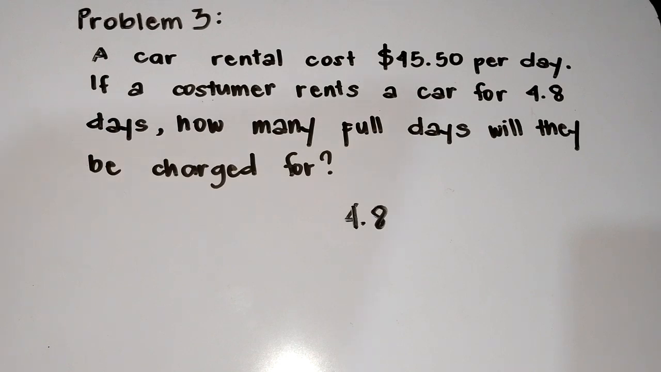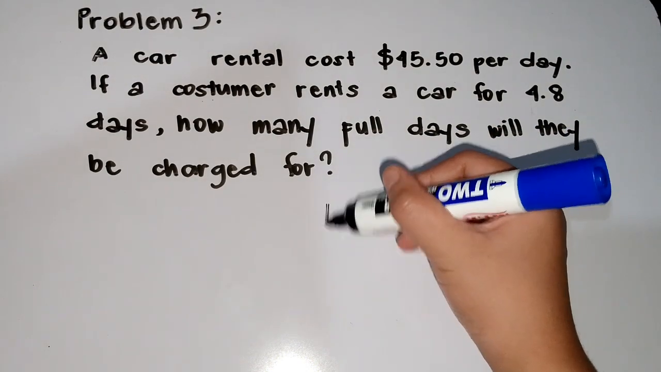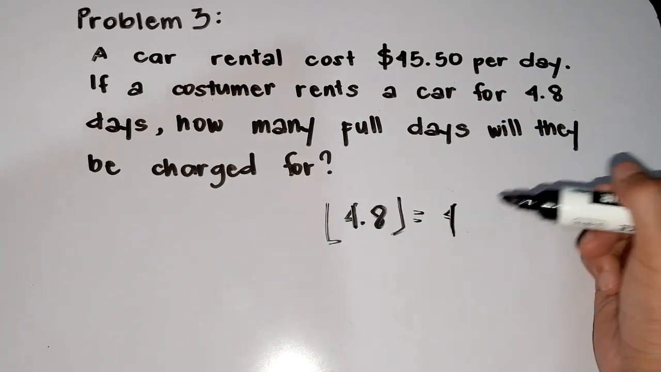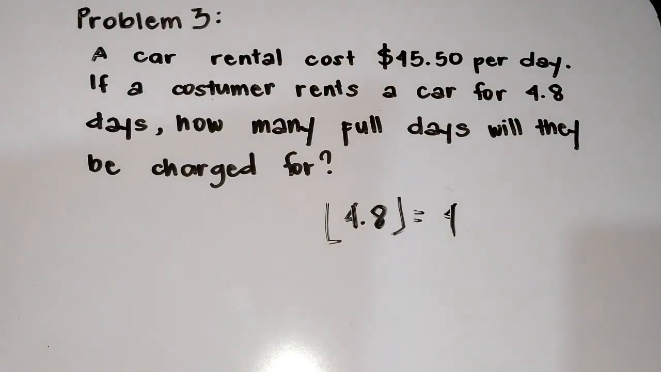So it means they will be charged less than or equal to 4.8 days. So the greatest integer function can be used in order to clarify how many exact days they will be charged for. So we have the greatest integer function of 4.8 days, which is 4. Therefore, the customer will be charged for 4 full days.